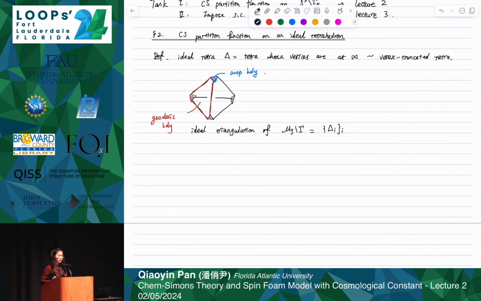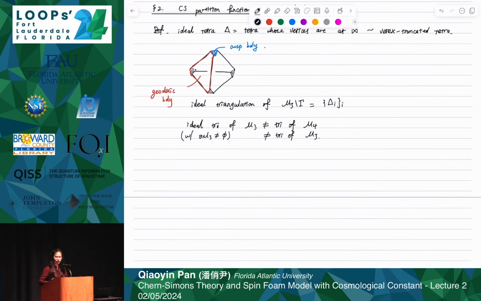I want to clarify that an ideal triangulation is not the same as a triangulation. First of all, when we talk about a triangulation, usually we talk about triangulation of a four-manifold if we study 4D quantum gravity. And the ideal triangulation, we usually consider for a three-manifold with a boundary, so its boundary is not an empty set. It's also not the same as the triangulation of a three-manifold. It's a very different construction, so don't try to connect it with a triangulation.